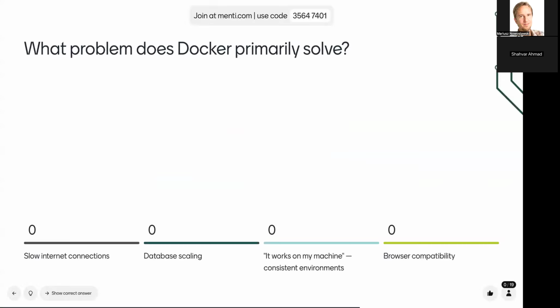All right. Okay, changing gears again. What is Docker? Yeah, we're covering a lot of different topics today, jumping from topic to topic.